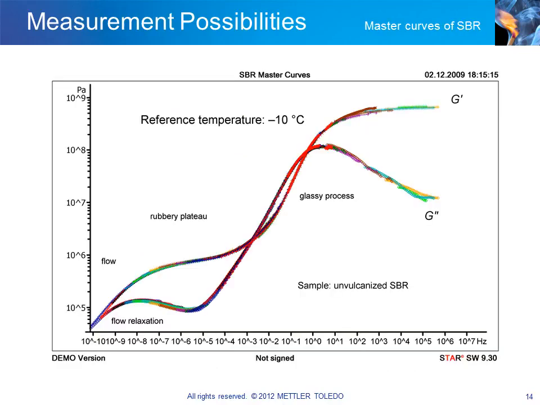This slide shows the storage and loss modulus master curves of an unvulcanized SBR elastomer. The two master curves were constructed from several individual isothermal frequency scans performed at different temperatures. The curves exhibit different processes such as flow relaxation, the rubbery plateau, and the glassy process.